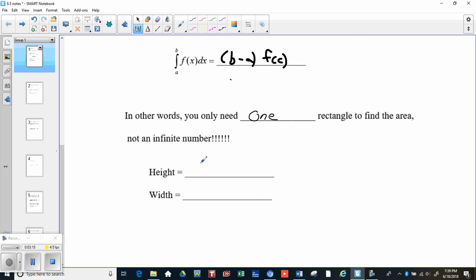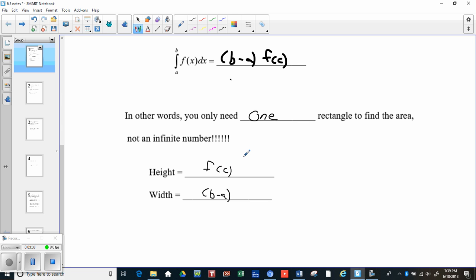But if you think about it, remember that the height of the rectangle is the function. So that's going to be our f of c in this case. And again, the c value is just an x value, which locates the height of the function. And then the width of the rectangle is b minus a.